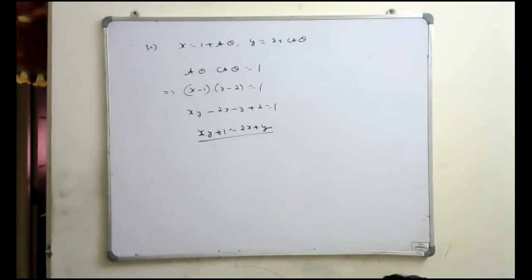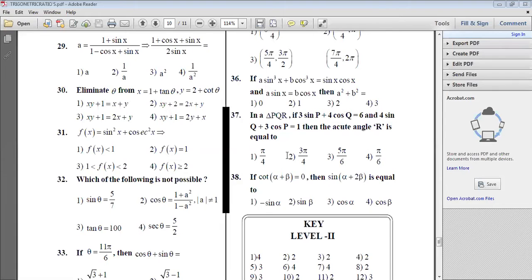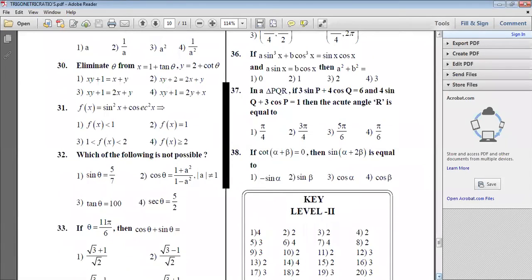Next, look at the next problem. Observe this 31st problem. Sin square x plus cosecant square x. What is the answer? Fourth option. Because I already gave you the result that a plus 1 by a, if a is positive, is always greater than or equal to 2. So here cosecant square x you can write as 1 by sin square x. So this is in the form of a plus 1 by a, always greater than or equal to 2. It is a standard question. That is, the answer is the fourth option.